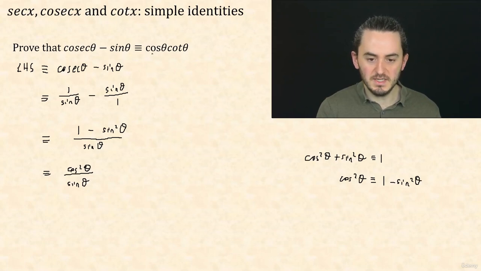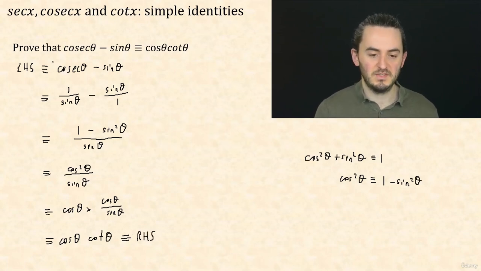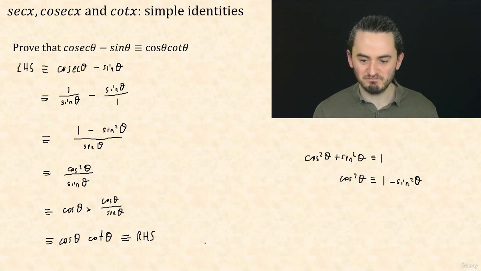Well, I can see that I need a cos theta, so why don't I just pull out a cos theta? So that's cos theta multiplied by cos theta over sine theta, but what's cos theta over sine theta? It's cot theta. So what I've got is cos theta times cot theta. And that's what I wanted to prove, so that is equivalent to the right-hand side. And there we go. The left-hand side is indeed the right-hand side.